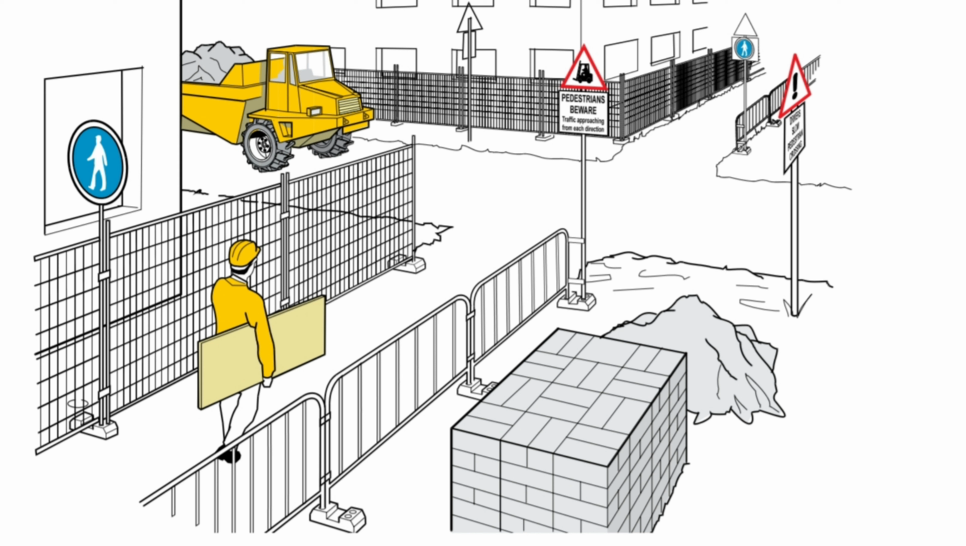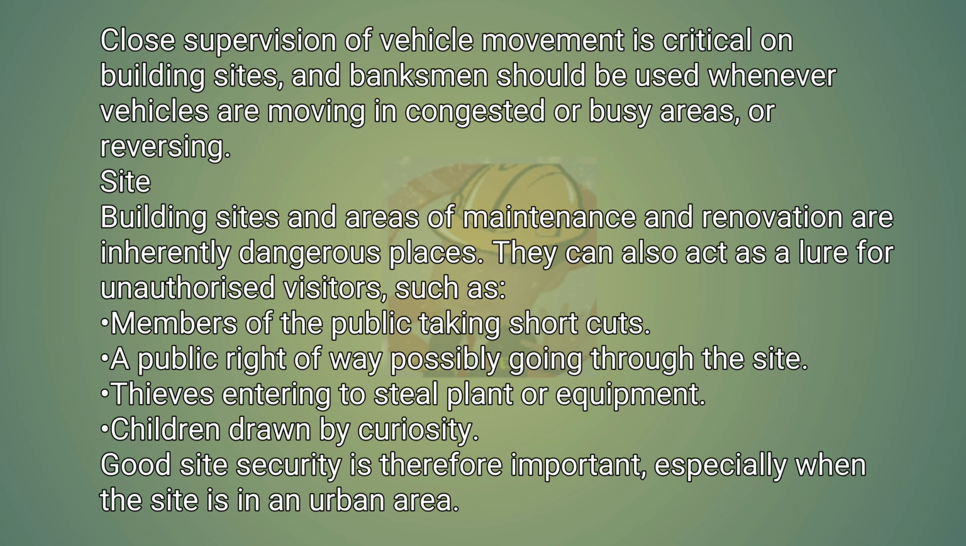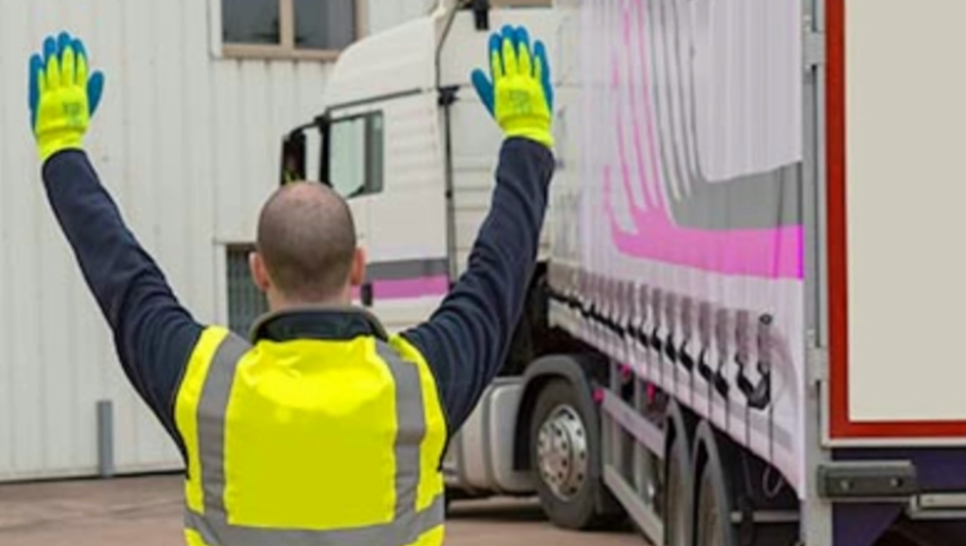To summarize the control measures needed for the safe use of vehicles, site management should ensure that the site is carefully designed and laid out to allow safe movement of pedestrians and vehicles around the workplace. Designated pedestrian walkways and vehicle routes are provided, with appropriate markings, barriers, signage and lighting for each. Vehicles are suitable for their intended use and environment and are maintained in safe working order. Drivers are appropriately qualified, medically fit and given information, instruction, training and supervision. Close supervision of vehicle movement is critical on building sites, and banksmen should be used whenever vehicles are moving in congested or busy areas, or reversing.